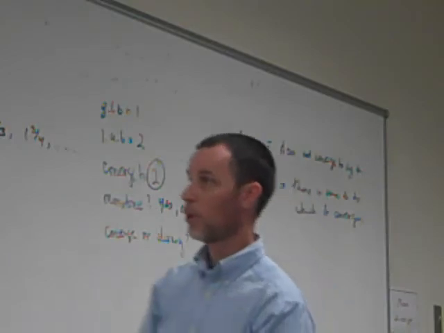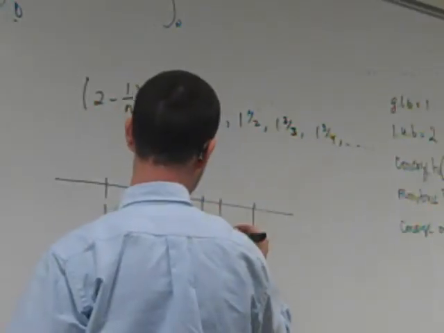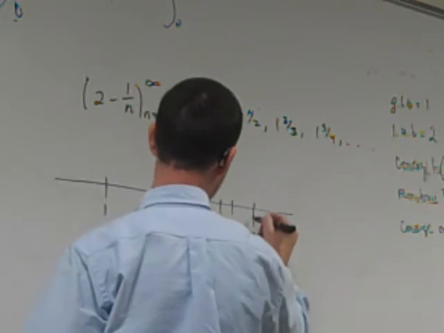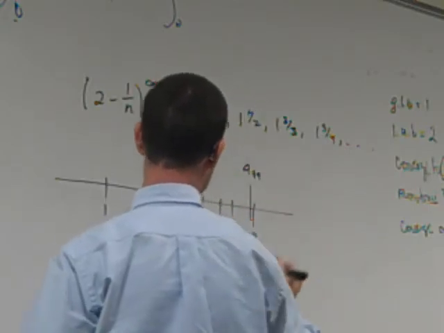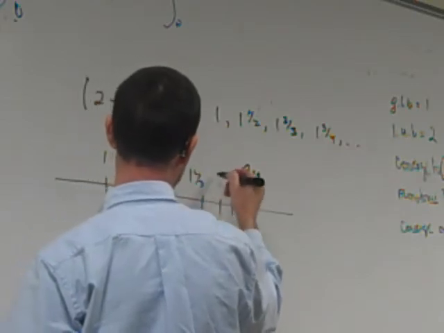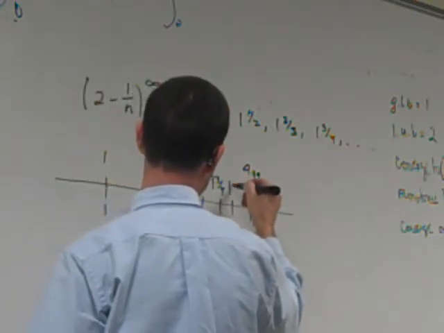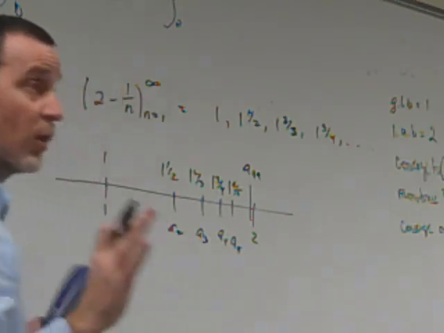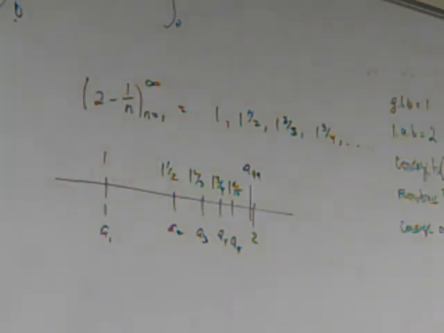Now, let's prove everything there is to prove. Let's put a number line up here first and write a bunch of them. A1, A2, A3, A4, A5, A99, right? 1, 1 1/2, 1 2/3, 1 3/4, 1 4/5. Right? We're good on the picture. Any questions on the intuition on any of this?